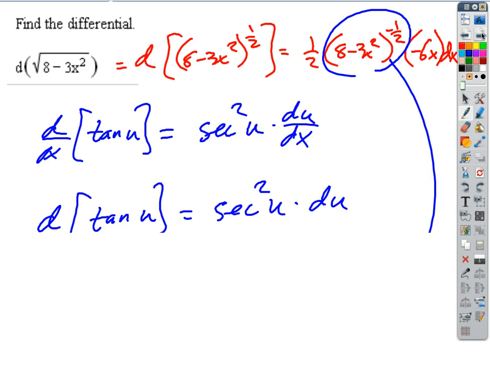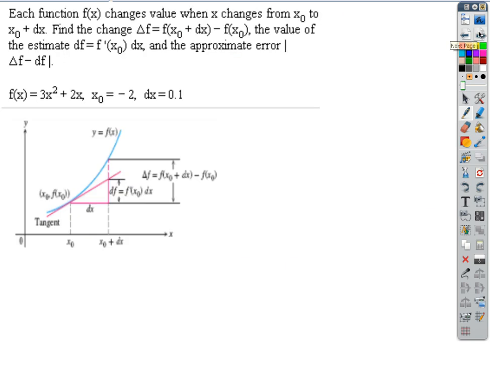Okay, now let's look at this one here. Each function f of x changes value when x changes from x sub 0 to x sub 0 plus dx. Same stuff we're doing, right? All they want to do here, no big deal. In fact, I don't really like this problem that much, but it's a pretty common calculus problem, so I'll probably make you do it. They want you to do 2 things.